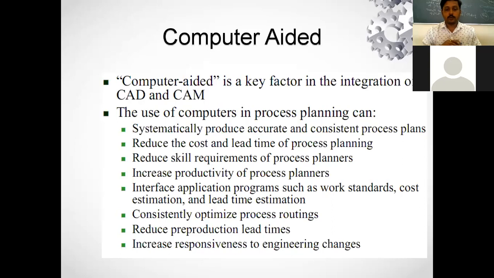Increase responsiveness to engineering changes, as we have just discussed. When a change in the product happens, we can call it an engineering change. If you are changing the product shape or type or the material of the product, then obviously the changes in the engineering part and the manufacturing part will also reflect. So the responsiveness to these changes will increase by using computer aided process planning.